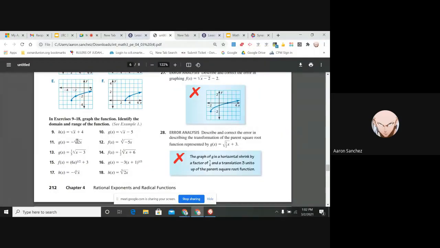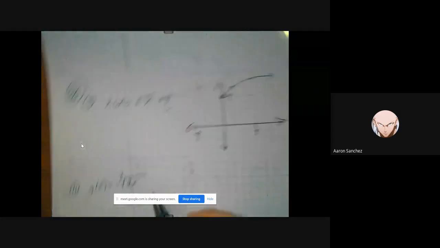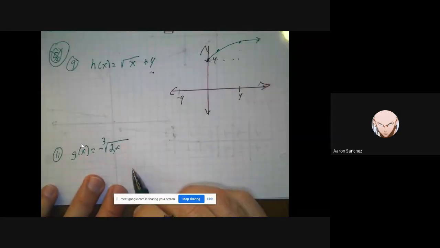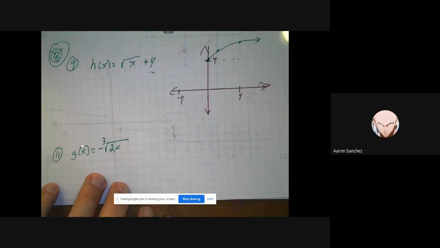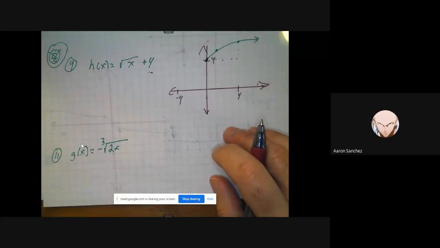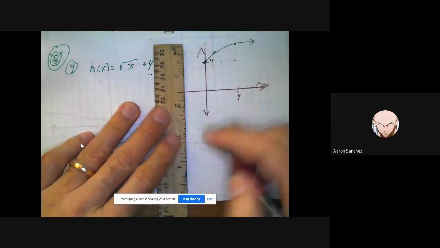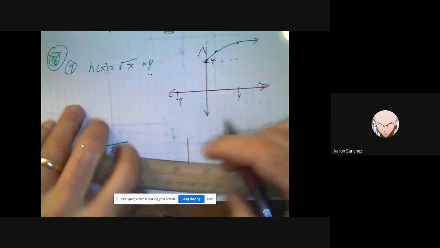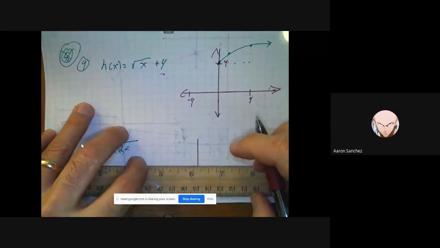Okay, so that's all those. So 11. Okay, so what about that 2 inside? That kind of throws us off. And the negative. Okay, so 11 is g of x is equal to negative cubed root. So this 2 means you're basically going to have to multiply your x's by 2. Just multiply it by 2 and then get the square root. So our square roots are going to be a little bit different. Our locator points are going to be a little bit different. And it's going to be negative. But there's no plus or minus or no h and k, right? So we just start at 0.